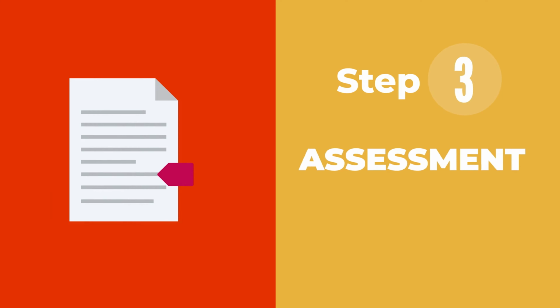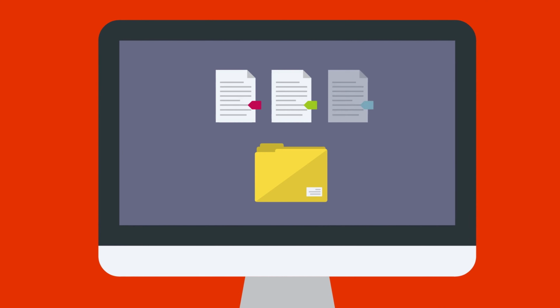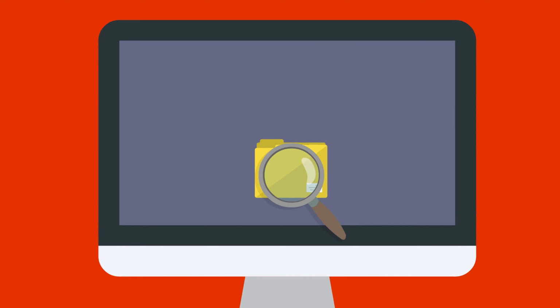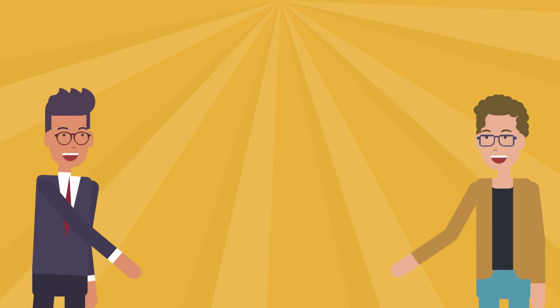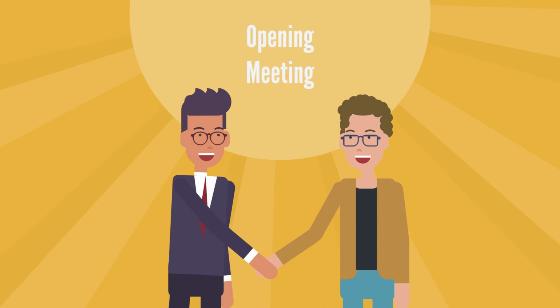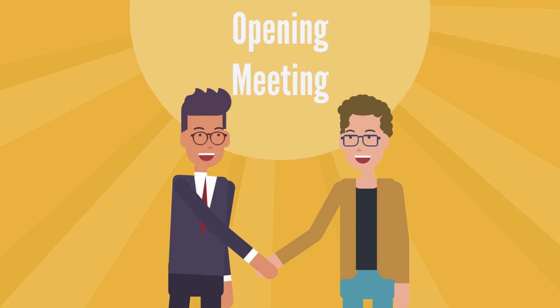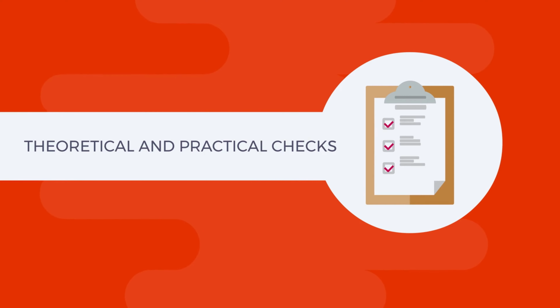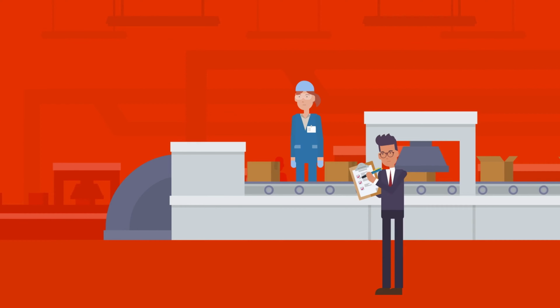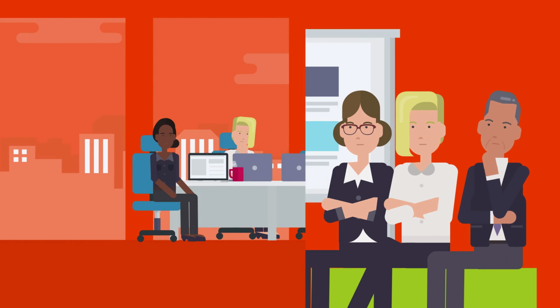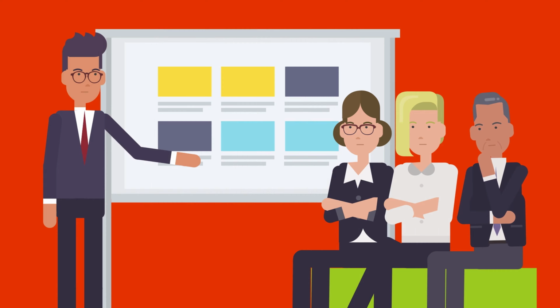Step 3, assessment. Now, self-assessment is made and related documentation is reviewed. Step 4, execution. It's time for the on-site audit, starting with an opening meeting. Next, theoretical and practical checks are made, including interviewing auditees, collecting data, and experiencing real-life jobs. It ends with a closing meeting, where outcomes and observations are shared.